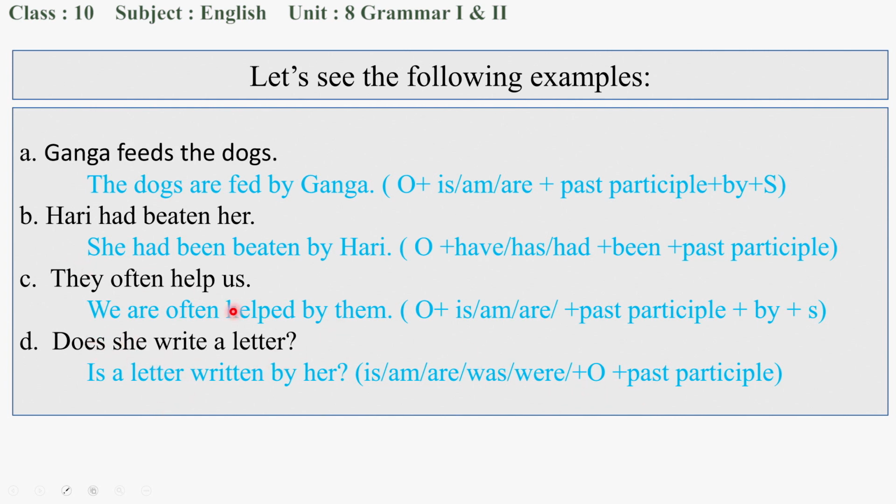So, what is an object of this sentence? Does she write a letter? Letter is an object. So, that becomes what? Subject in passive structure. That's why is a letter written by her. When there is do and does, we may use is, am, are. And when there is did, we must use was, were sometimes on the basis of the subject given in an active sentence. Okay.